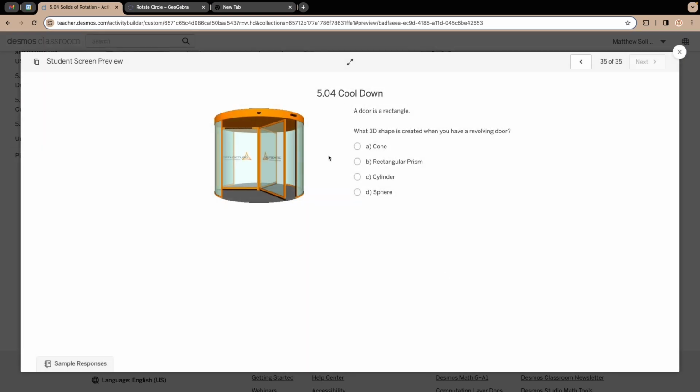So the cool down is a rectangle is being rotated here, right? Those doors are rectangles. When we rotate it, what shape does that make? What 3D shape is that door in, right? Just a visual example that you might have seen in your everyday life. So do that cool down for lesson 4.